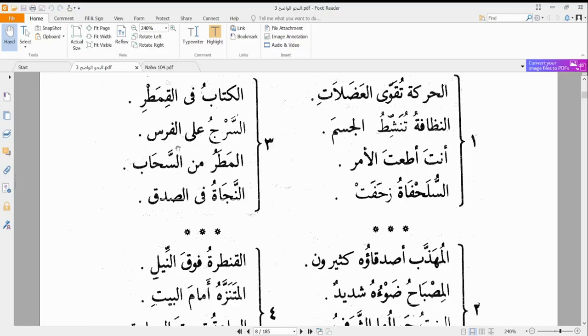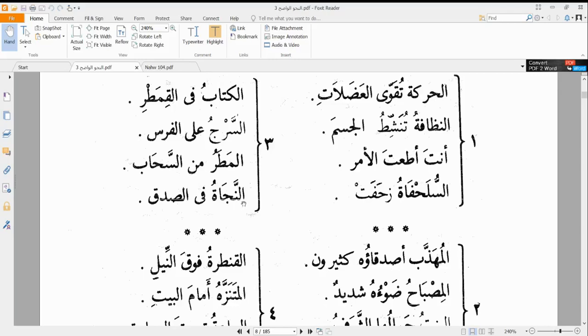As-sarju ala al-farsi. The saddle is on the horse. So our jumla ismiyya is, our mubtada is as-sarju, and our khabar is ala al-farsi, which is the jar wa majrur. Then we have al-mataru min as-sahab. The rain is from the clouds. So al-mataru is our mubtada, and min as-sahabi is our khabar.